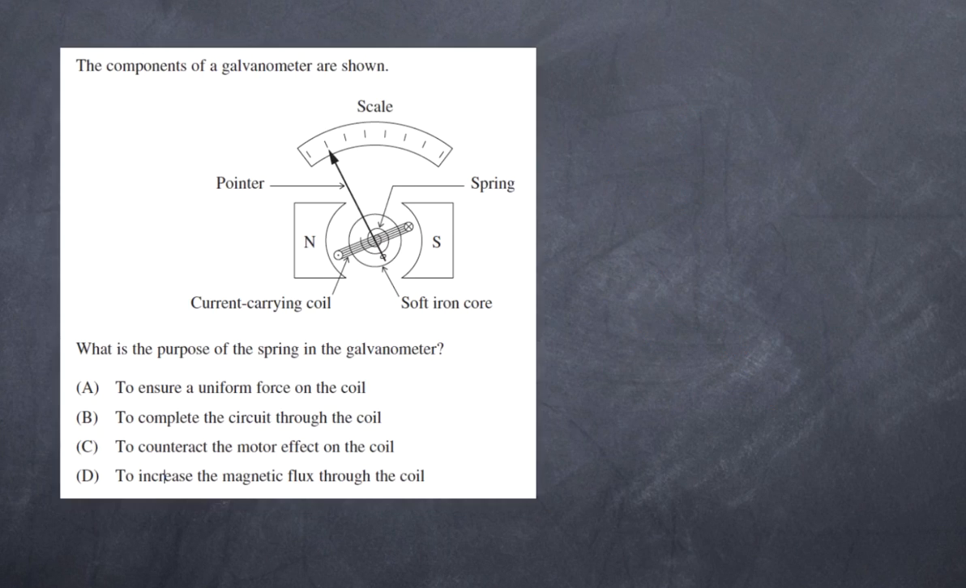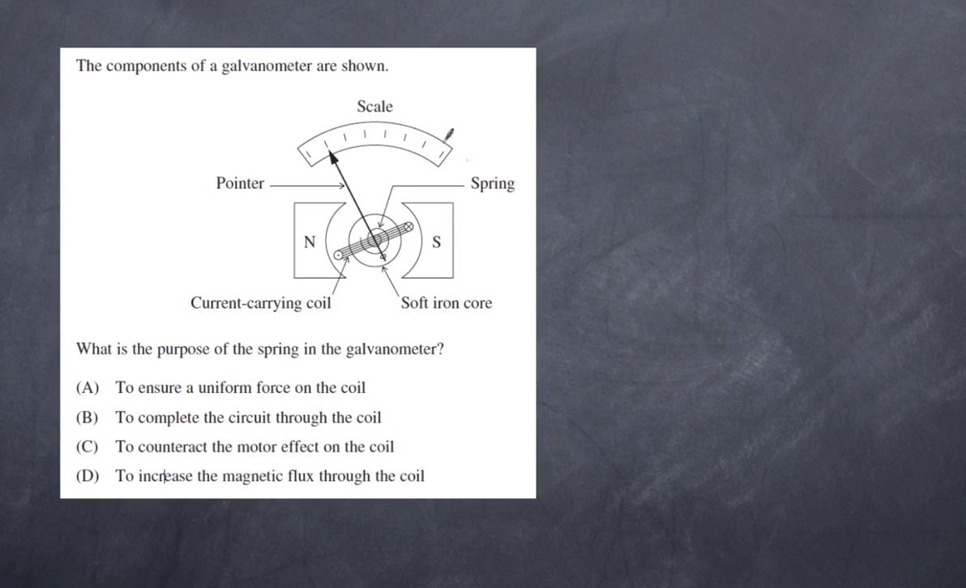Next question deals with understanding how a galvanometer works. Components of a galvanometer are shown. What is the purpose of the spring in the galvanometer? Is it to ensure a uniform force on the coil, to complete the circuit through the coil, to counteract the motor effect, or to increase the magnetic flux through the coil? Pause now. So let's have a look at what is happening.